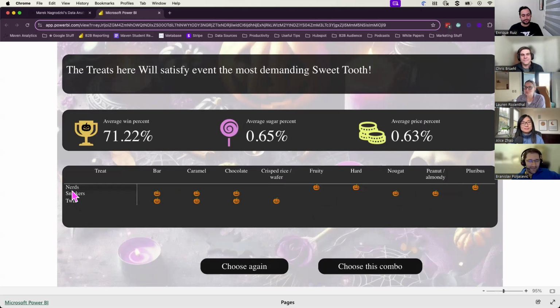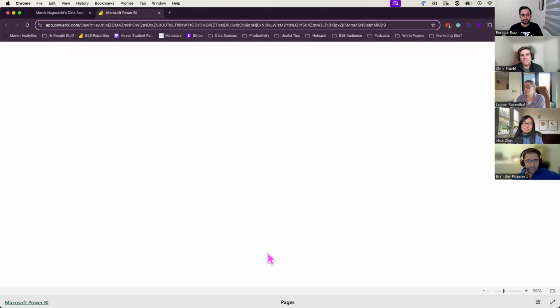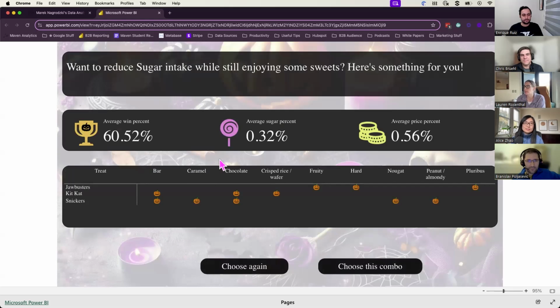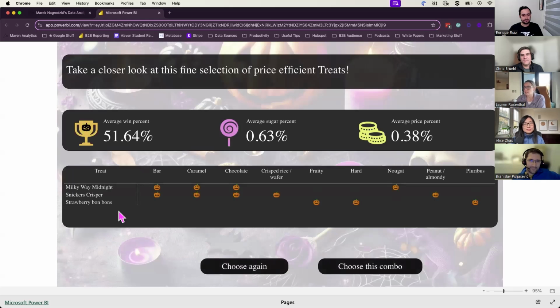And the other thing too here is, if you click on the candy specifically, it does update to that candy's corresponding percentages. So I could choose this combo and end the game, or I can go back and choose again. And this time it's talking about the sugar. So again, this is going to be the lowest sugar percent. And the last one here is that price. So it's going to offer the ones that are the lowest price.